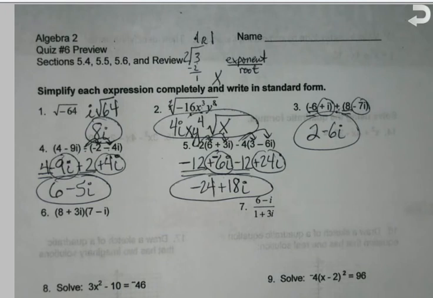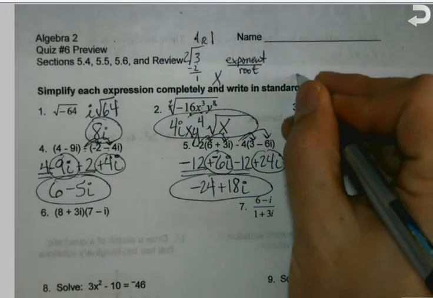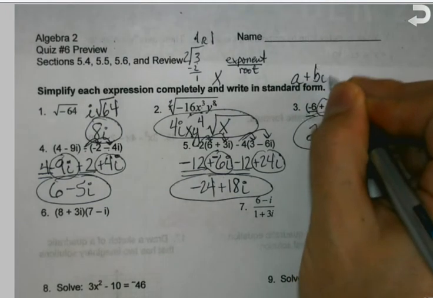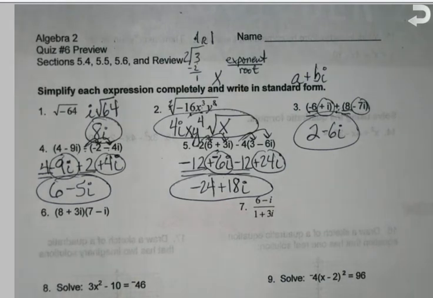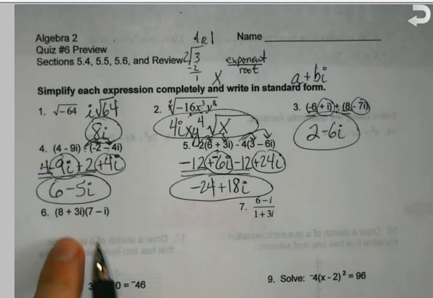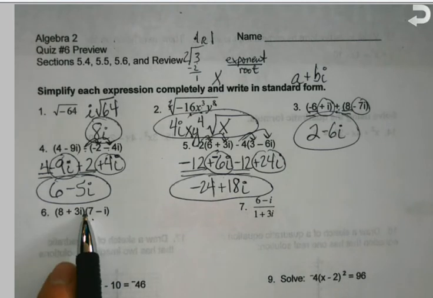You can, but it's one of those things. Standard form is a plus bi. So, yeah, I wouldn't count off. If you had 18i minus 24, I wouldn't take off of that. But 6, there is no plus or minus in the middle.